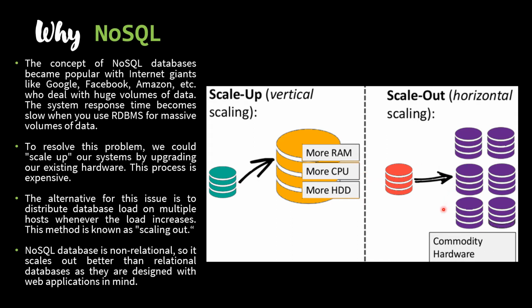Okay, so NoSQL database is non-relational, so it scales out better than a relational database. So this is the solution for NoSQL. That is why people prefer NoSQL more than the traditional RDBMS, because traditional RDBMS will scale up instead of scale out, right?